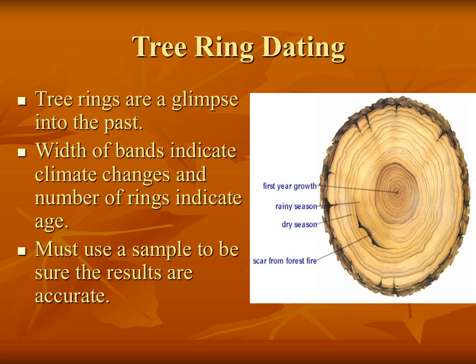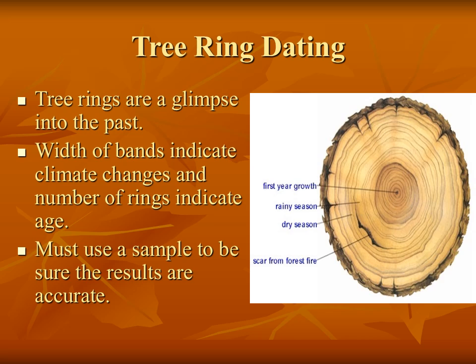If you look at the wide bands, where there's a lot of space in between the bands, that means that it was a very rainy season. It grew a lot. If you look at the bands that are really scrunched together, it was a really dry season. It didn't rain a lot, and so it didn't grow a lot. And then you see that black charred mark. That means that there was a forest fire, and that tree has been scarred by the forest fire.